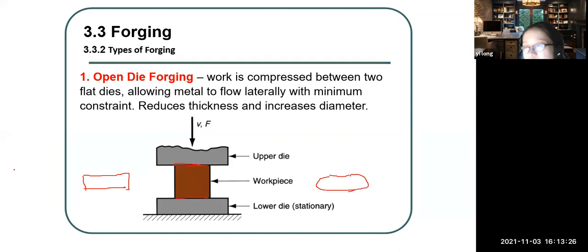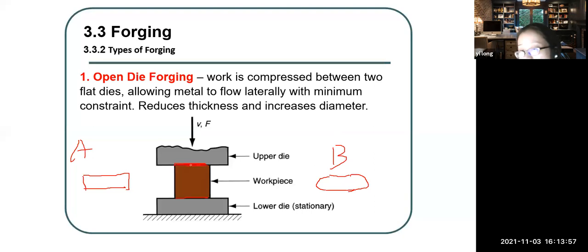So which one has friction, A or B? Which one has very large friction between the interface of the die and the workpiece? A or B? Jonathan? If you have very high friction between the die and the workpiece, yes, B. B, okay?